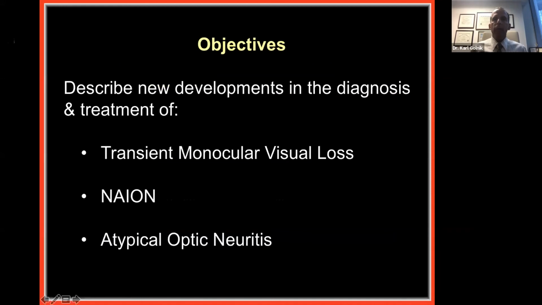My objectives for the webinar are that when we're done, you will be able to describe new developments in the diagnosis and treatment of some common neuro-ophthalmology problems. And the three that we'll concentrate on are transient monocular visual loss, non-arteritic anterior ischemic optic neuropathy, or NAION, and then what's been called atypical optic neuritis, and I'll try to define that a bit better. But those are the three main topics we're going to talk about.